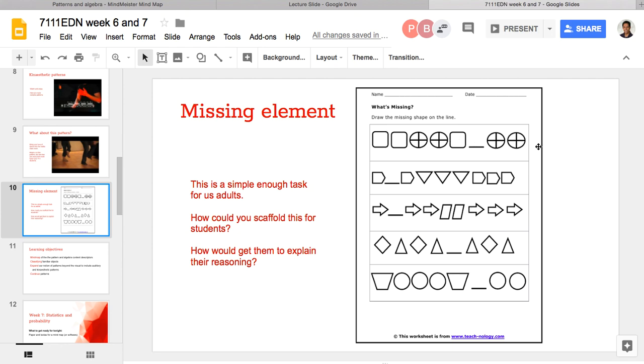Now, what will help students is if they say the pattern out loud. So this might be square, square, circle, circle, square, circle, circle.